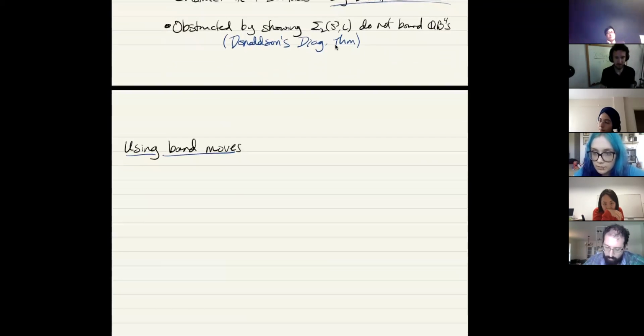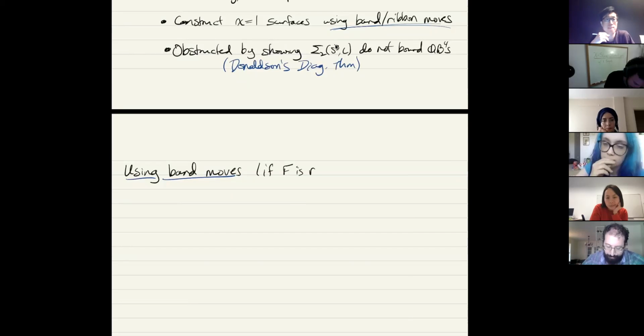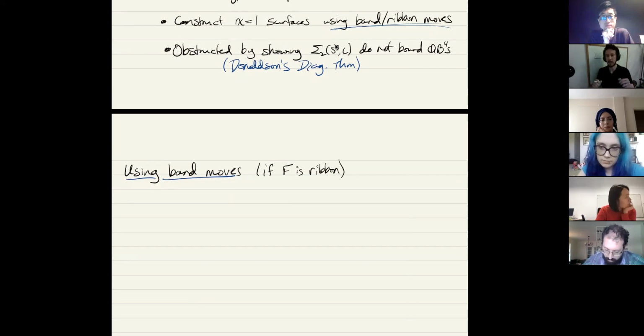So the idea of using band moves or ribbon moves to prove something is chi-slice, meaning it bounds an Euler characteristic one surface, will only work if the surface F is a ribbon surface. So that's sort of a key. Because what I'm going to do is take a collection of disks and attach one handles to it, and there'll be no maxima. So these are all going to be ribbon surfaces.